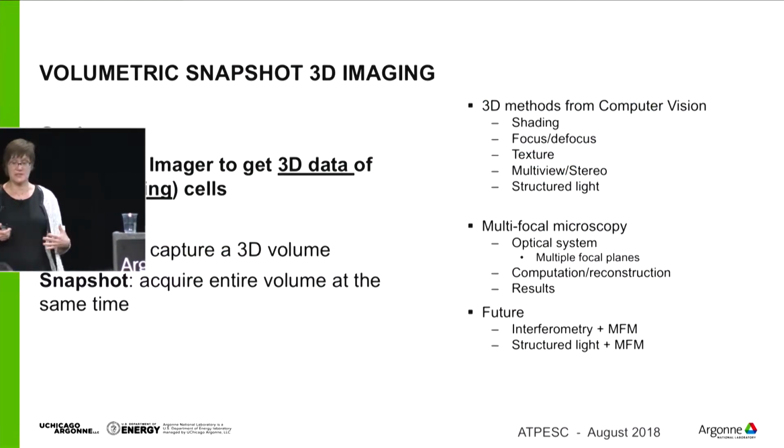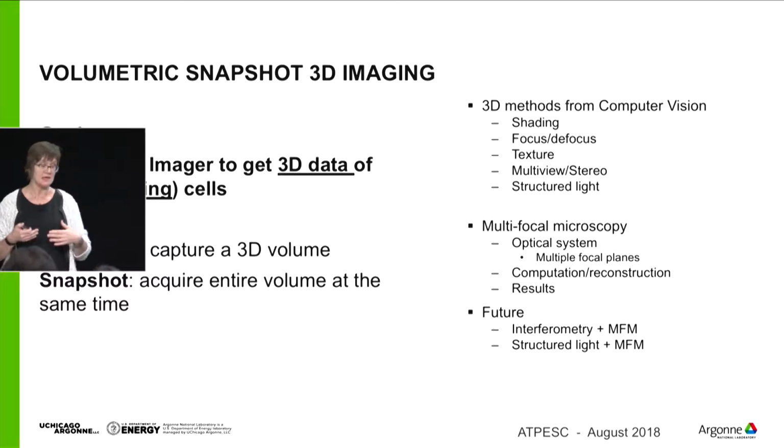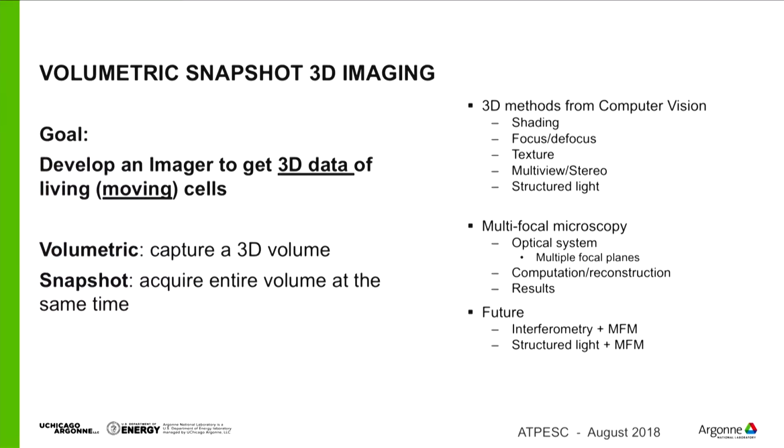Our challenge was they wanted us to develop a 3D imager that could look at moving cells. We refer to this as volumetric snapshot imaging. Volumetric means you want to capture a whole 3D volume in a single shot. And snapshot means we want to get it at one time frame.